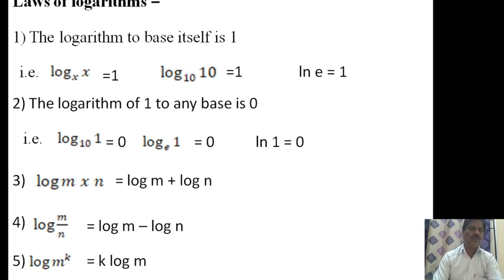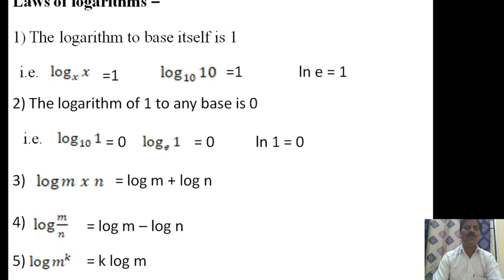We already know that only two bases are usually used. One is base e, and the other is base 10. But generally we say that log x to the base x is equal to 1, or log 10 to the base 10 is equal to 1, or ln e to the base e is equal to 1. Now the second law is that the logarithm of 1 to any base is always 0.